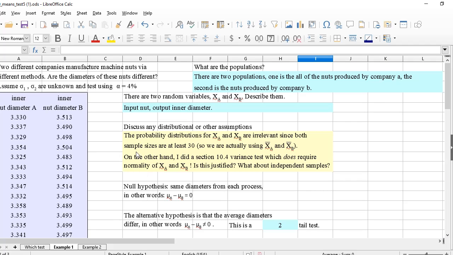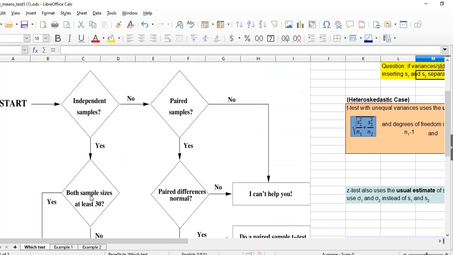And so we have two different companies that manufacture machine nuts via different methods. Are the diameters of these nuts different? Assume that the population standard deviations 1 and 2 are unknown, and test it using an alpha of 4%. Okay, so let's look at our little flowchart.